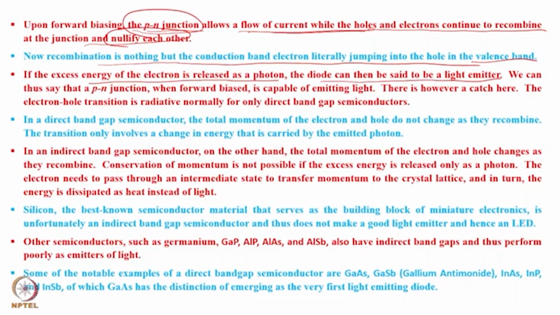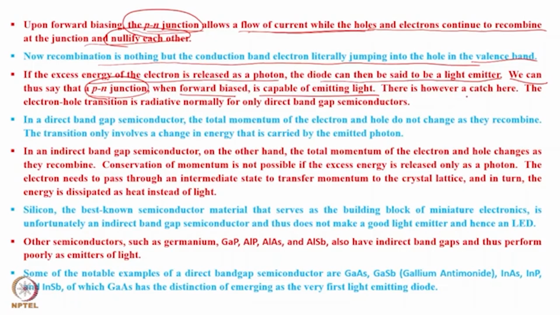So you are actually using the current, and this current is being converted into light, taking advantage of this PN junction to produce light from electricity. We can thus say that a PN junction, when forward biased, is capable of emitting light.